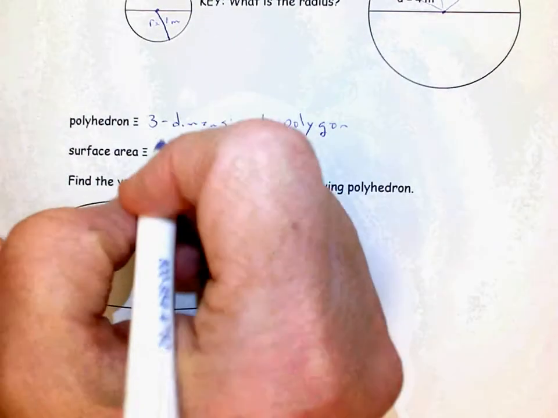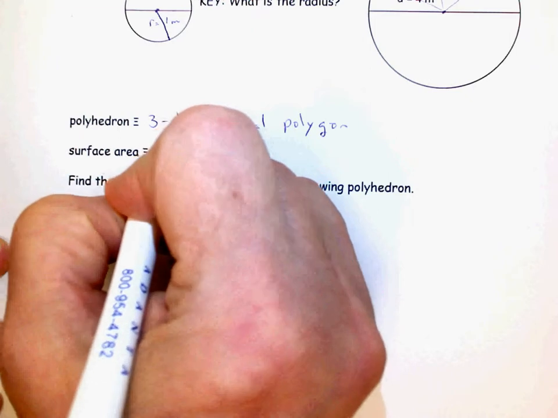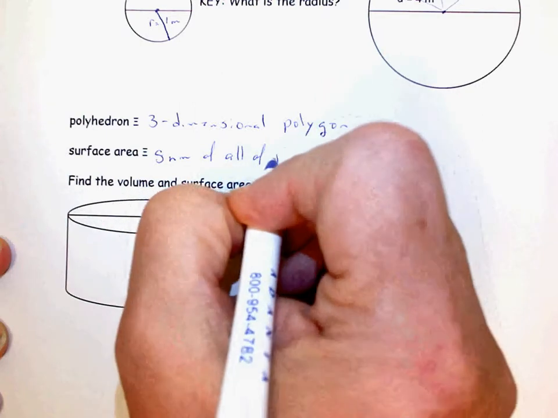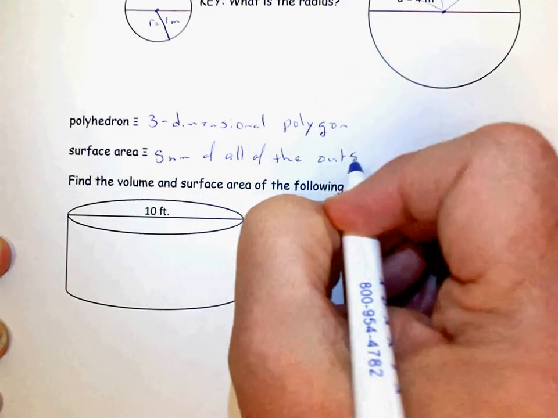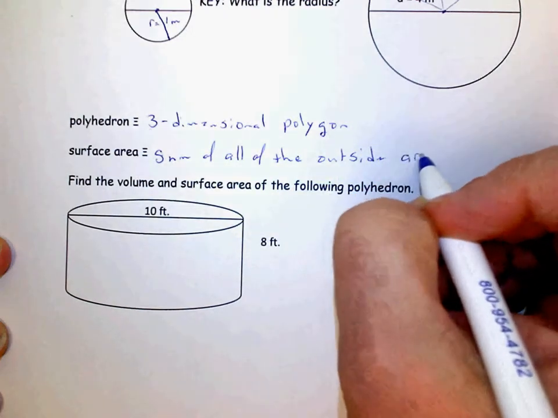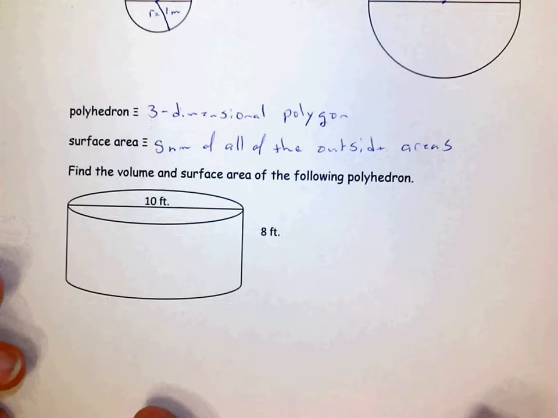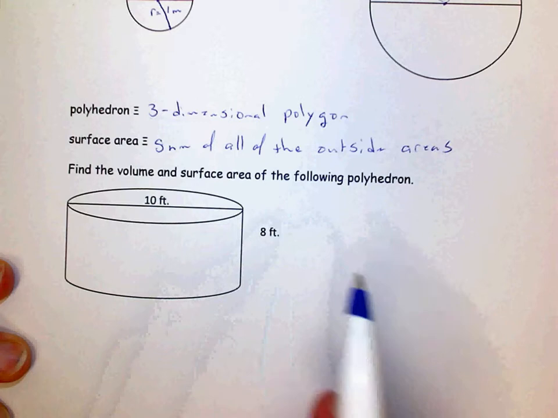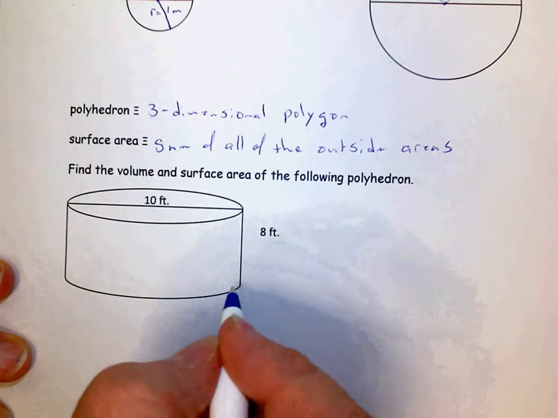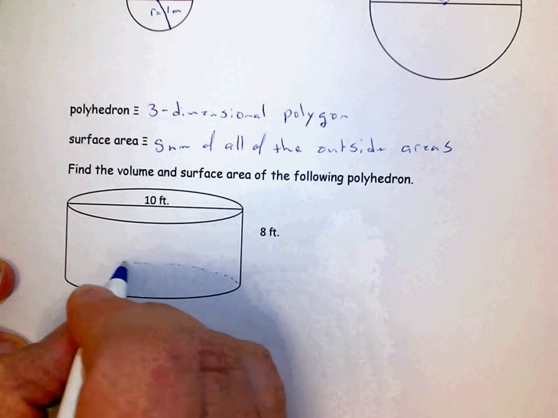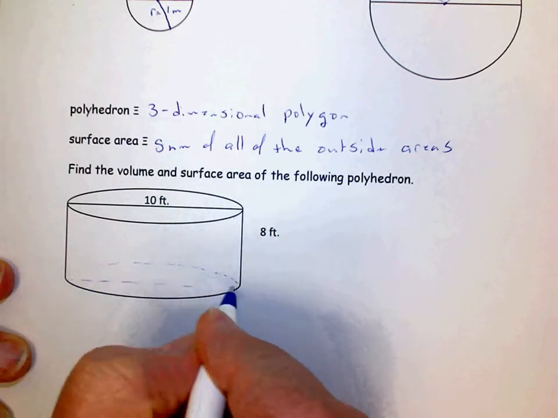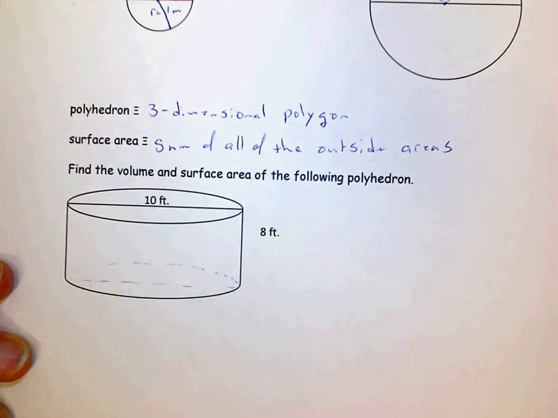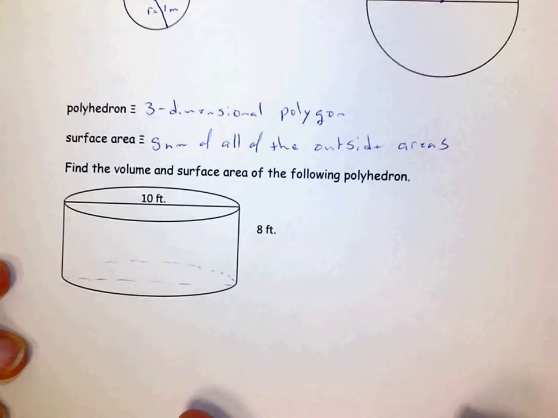Surface area is the sum of all of the outside areas. Like this cylinder, it has a top that's the shape of a circle, and guess what? The bottom of this thing is also a circle. Okay? And then the side would be one long rectangle.